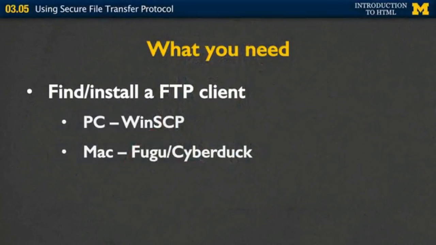So let's say that you're ready to go ahead and do secure file transfer. There's a few things that you're going to need. The first is you're going to need what we call an FTP client. What this is, is a software that you will use to connect between the different machines. If you're using a PC, a common software program is WinSCP. If you're using a Mac, many people use Fugu or CyberDuck. No matter which one of these three programs you want to use, they're all free for download.